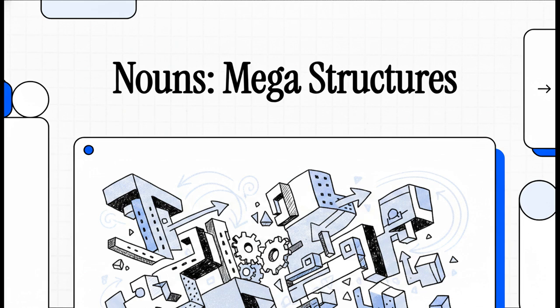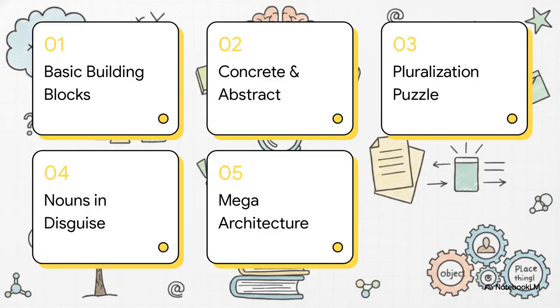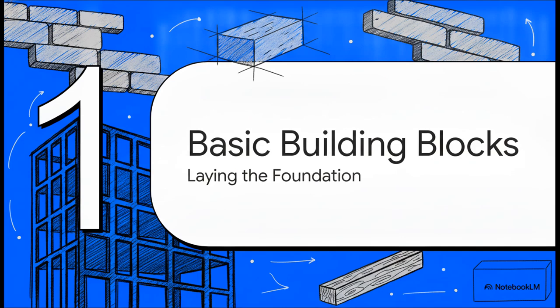Let's get into it. So here's our zoom-out roadmap for today's journey. We'll start with the basic building blocks, move on to concrete, abstract, and uncountable types. Then we'll tackle the pluralization puzzle, unmask some nouns in disguise, and finally, end with the wild reality of mega-noun architecture.